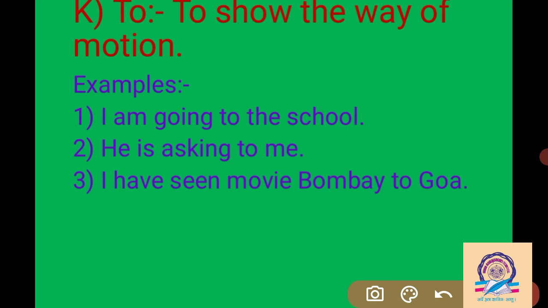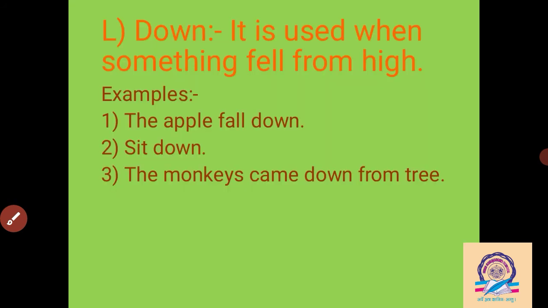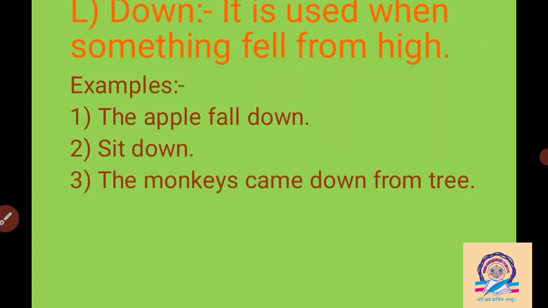So, "to" is there. I have seen the movie Bombay to Goa. So a way is given here. The people have to go by taking a bus from Bombay to Goa. So the way is given here. Bombay to Goa, a fixed direction is there. The people want to go from Bombay to Goa. At those times we have to use to.